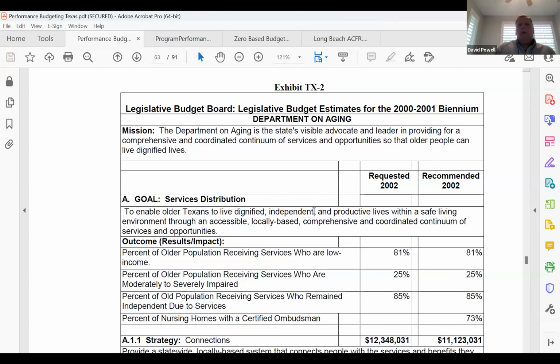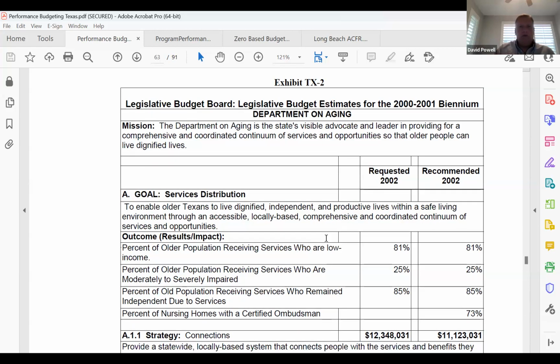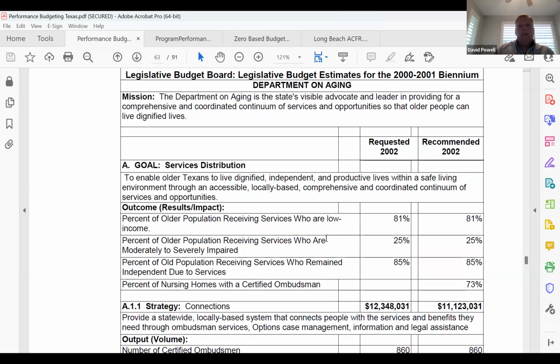So you see, this is a performance-based budget for the Department of Aging. So this is not program-based, this is based upon departments. So this is the Department of Aging. And the mission of the Department of Aging is: the Department of Aging is the state's visible advocate and leader in providing for a comprehensive and coordinated continuum of services and opportunities so that older people can live dignified lives. So that is the mission of this Department of Aging. Pretty typical mission statement for a Department of Aging.